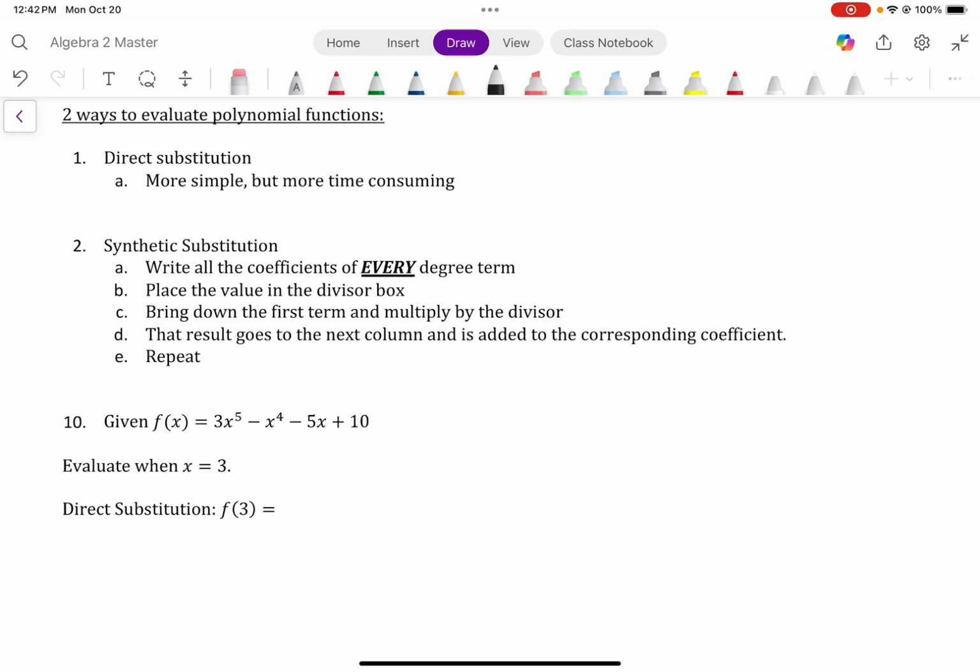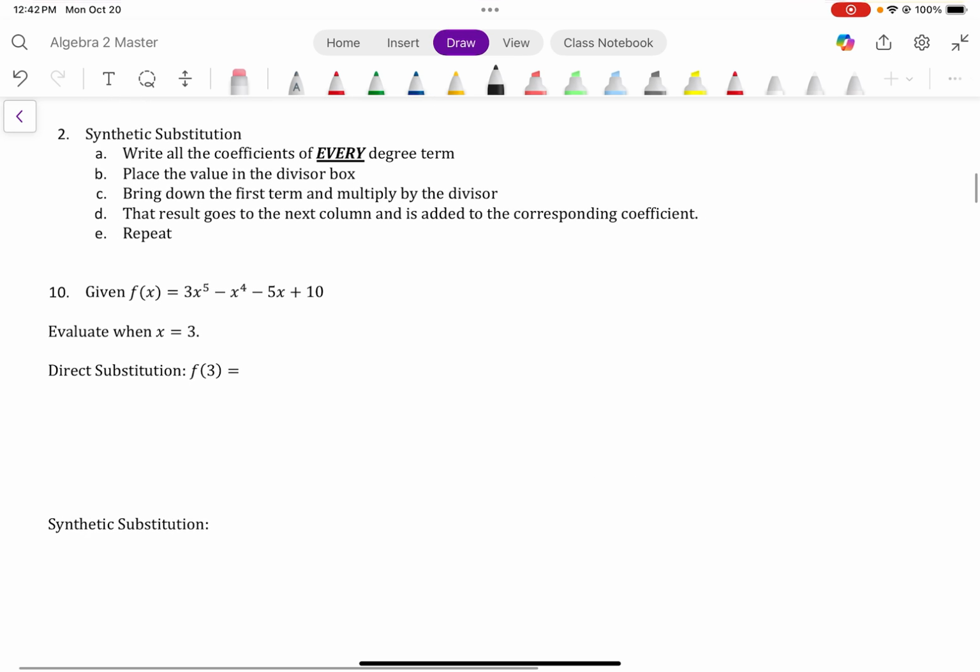Okay, so we are going to do the exact same question twice, once with direct substitution and once with synthetic substitution, so we should get the same answer. We are given a function that says evaluate when x equals 3. So traditionally, the direct substitution method says take 3 and then replace x with 3 every time that it showed up.